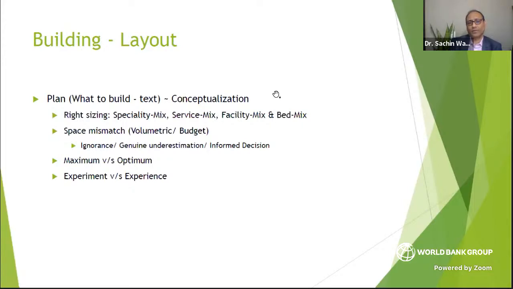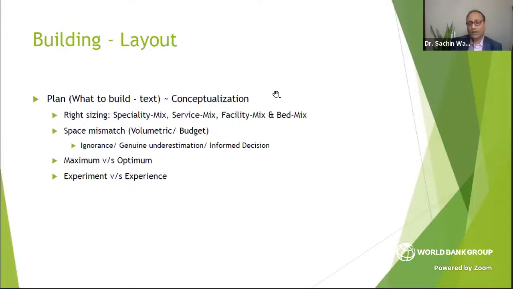And there has to be a proper balance between the volumetric analysis, as in the space that is available with you, and also the budget that is available with you. Because quite a few times it happens that either due to ignorance or due to genuine underestimation, there is a mismatch. And that has quite a bit of catastrophic effects.